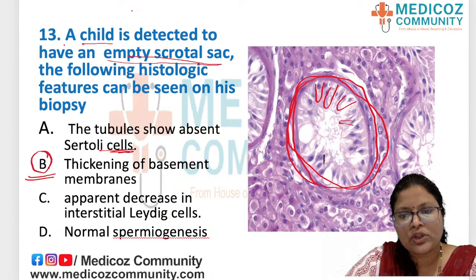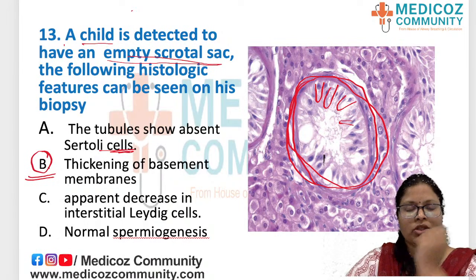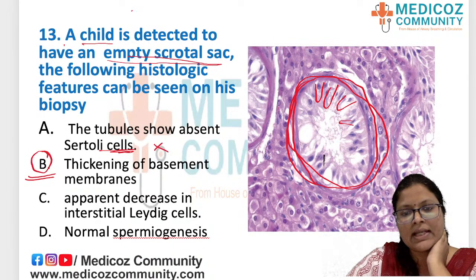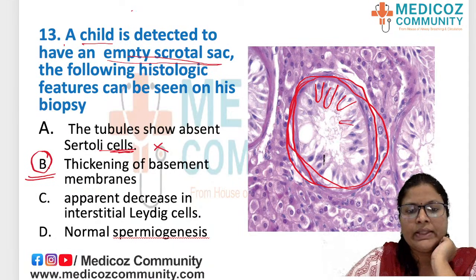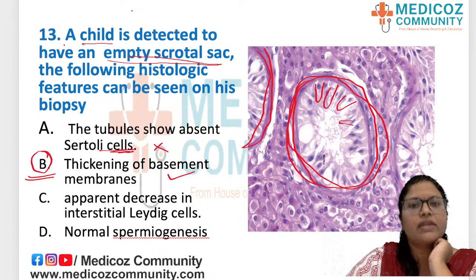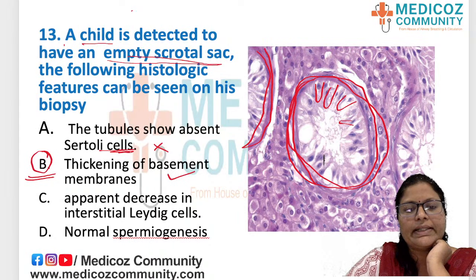So for this particular biopsy, let's look at the options again. Tubules show absent Sertoli cell. This is a false statement because you're seeing a lot of Sertoli cells here, right? Next, thickening of basement membrane. Yes, the basement membrane in this biopsy is thickened, so thickened basement membrane is the right answer. Apparent decrease in interstitial cells of Leydig.